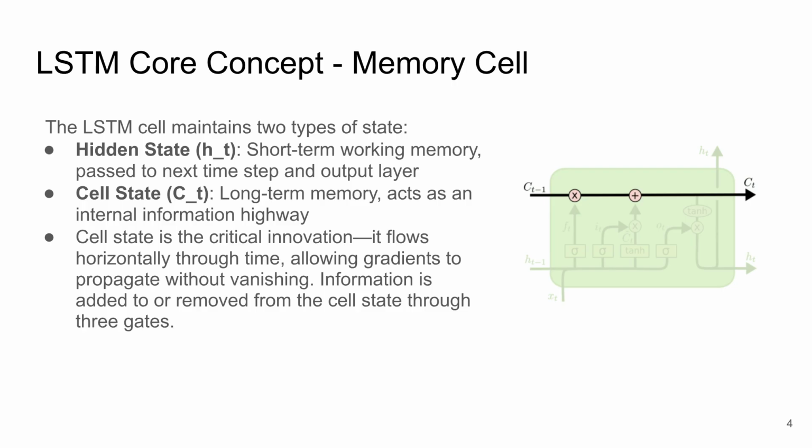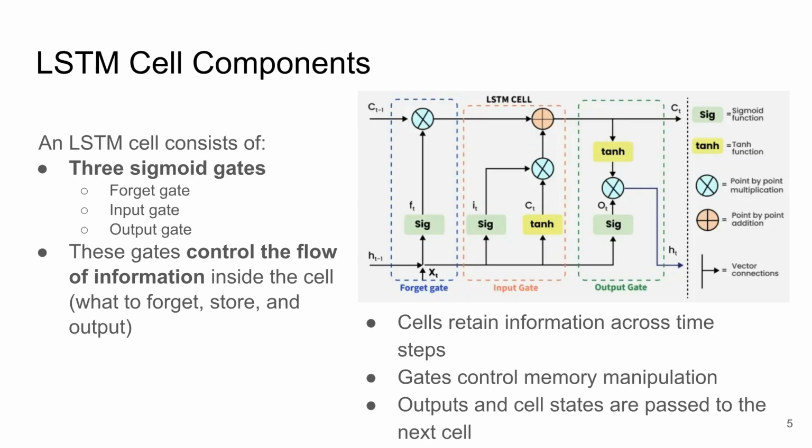Second, there's the cell state, denoted as c_t. This is the long-term memory and represents the critical innovation of LSTMs. It acts as an internal information highway that runs through the entire sequence. The cell state is what makes LSTMs so powerful. It flows horizontally through time, with only minor linear interactions, allowing gradients to propagate without vanishing. This is sometimes called the constant error carousel. Information is added to or removed from the cell state through 3 carefully designed gates, which we'll examine in detail in the following slides.